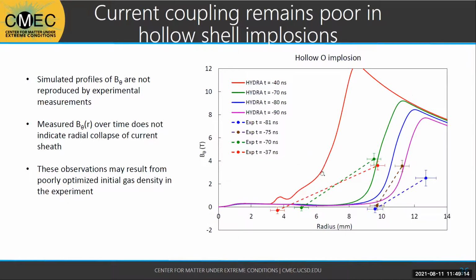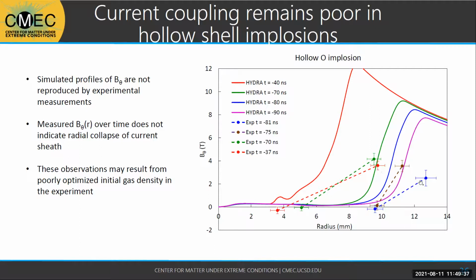We can observe the same thing with the hollow shell implosions, which is what this data are. These experimentally measured B theta profiles show the same kind of trend over time, while of course the simulation is showing the opposite of what we observe in the experiment.